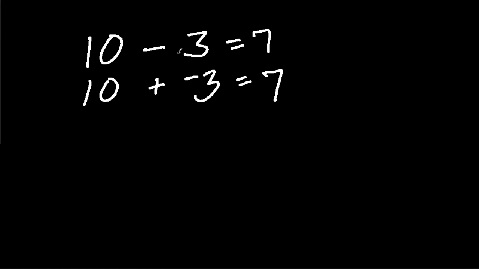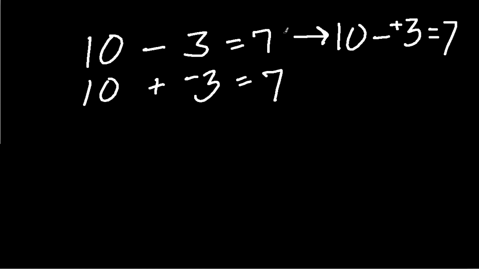Well, in the first case, we don't write it usually, but you could see this: 10 minus positive 3 is 7. This equation right here is the exact same as this equation. Sometimes if you see the minus and the plus, it's easy to get confused about what you're doing. But what you're really doing is taking away a positive 3 from 10, and that's 7.